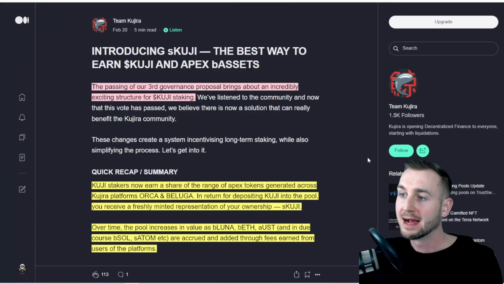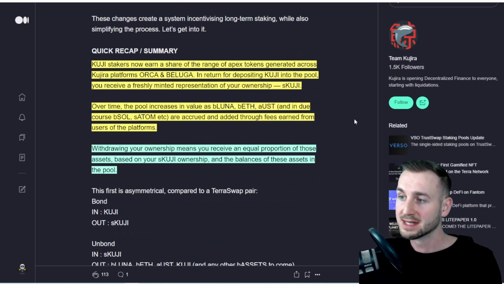So this comes off the back of the governance proposal to change the staking design here. So previously, people were paid out in more Kuji tokens and not the underlying Anchor assets. And this meant there was an incentive to just keep dumping the token. When you're paid in the same token that you're staking, you see this time and time again, the value of it just keeps going down. But essentially what has happened here is now that the platform is paying out in these underlying tokens, the likes of BETH, BLUNA, AUST, and of course, we know Anchor's going to have BSOL and SATOM coming soon, and of course, AVAX. Well, getting paid out in these tokens makes a heck of a difference.